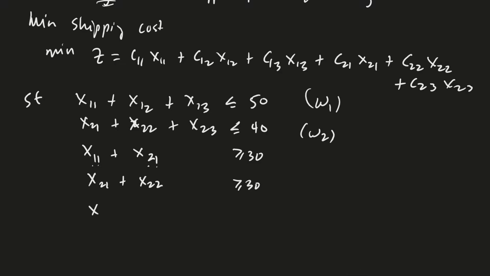Wait a minute, this is going to customer 1. That's not right. I want to go from warehouse 1 first: warehouse 1 to customer 2, then from warehouse 2 to customer 2. Good. Greater than or equal to 30. Finally, X13 plus X23. Had a little brain freeze there. C1, C2, C3. Good.